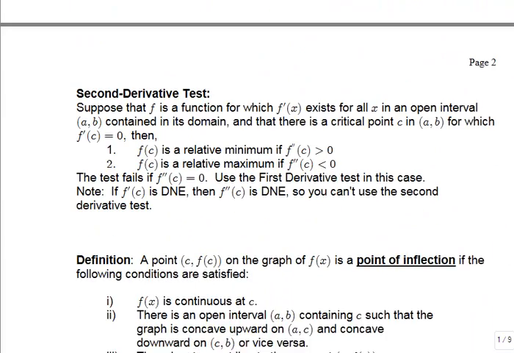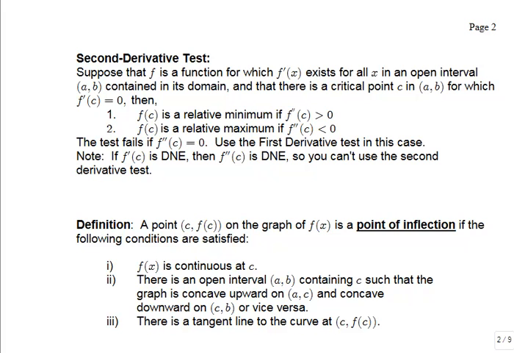So this is called your second derivative test. It's just an alternative way to determine whether or not you have a relative max or a relative min. And remember, we already have a first derivative test that we can use to determine if you have a relative max or min. So this is just another alternative that is sometimes easier to use than the first derivative test.